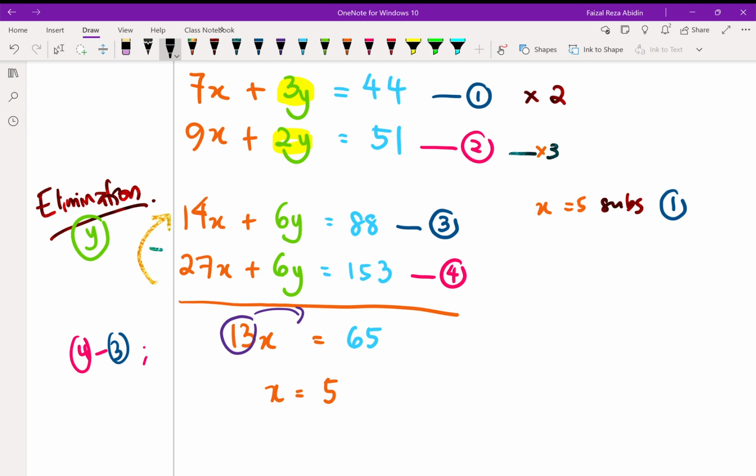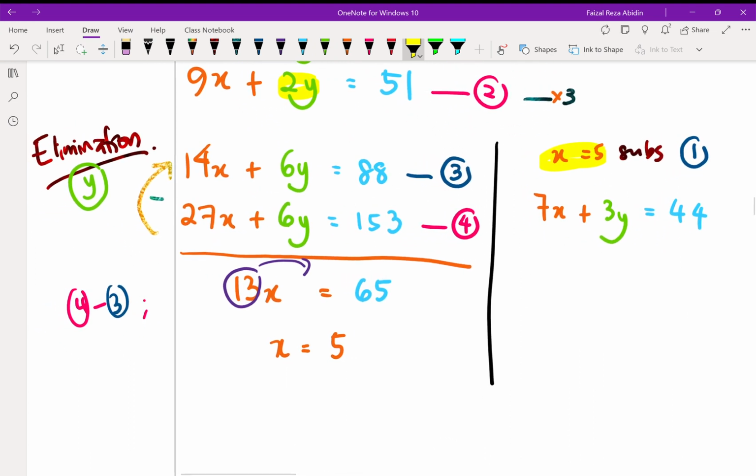Okay, this is going to be the second part. I'm going to copy back my first equation, 7x plus 3y equals to 44. So now we are going to do what? Substitute x with 5, isn't it? So we are going to have over here 7 times 5 plus 3y equals to 44. So 7 times 5, 35 plus 3y equals to 44.